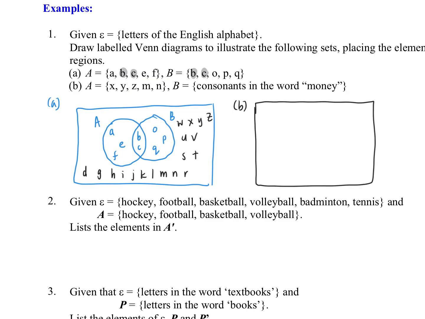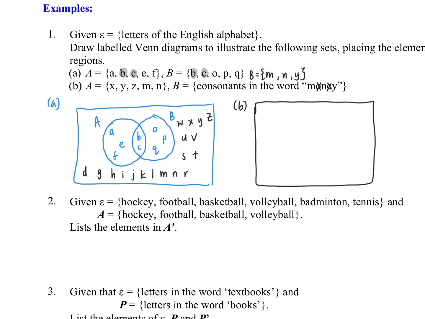Okay, then part B. A is X, Y, Z, M, N. And then B is the consonant in the word M-O-N-E-Y. Consonant means everything that is not a vowel, not A, E, I, O, U. So that means this set contains M, N, and Y. Okay, B contains M, N, and Y.